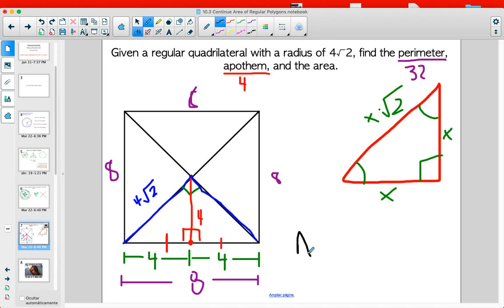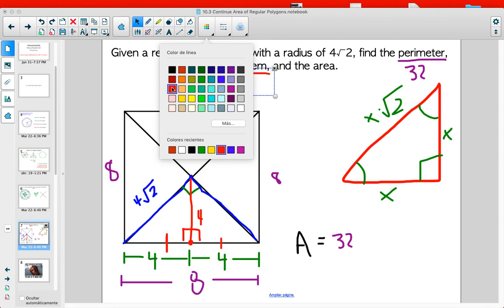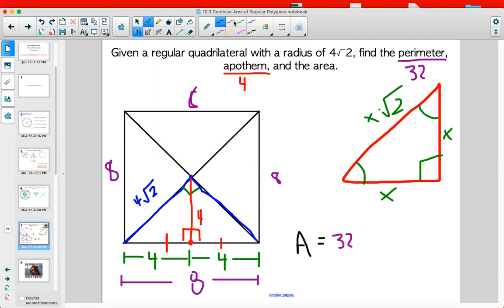So the area, remember, is perimeter times apothem. So perimeter is 32 times apothem. And then we are going to divide the whole thing by 2. And again, if you're wondering why we divide by 2, please feel free to look at the video from before as to why we divide by 2.